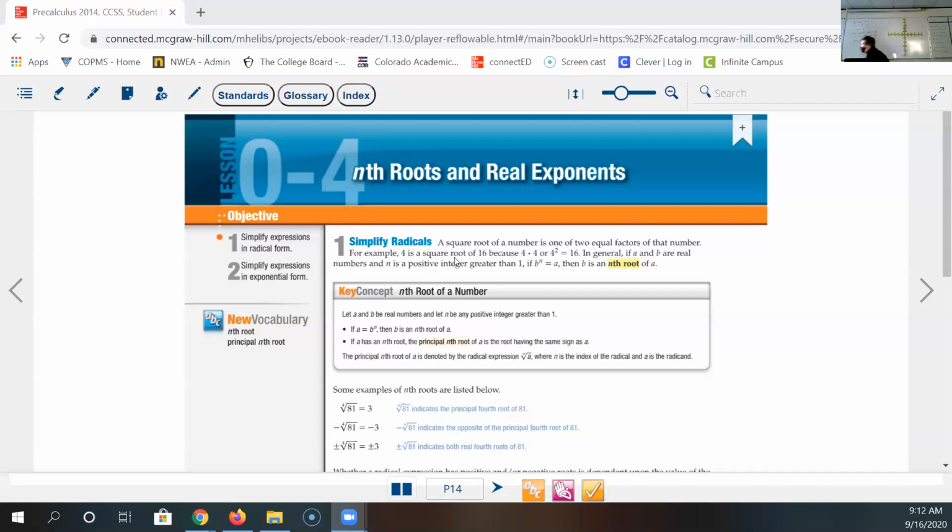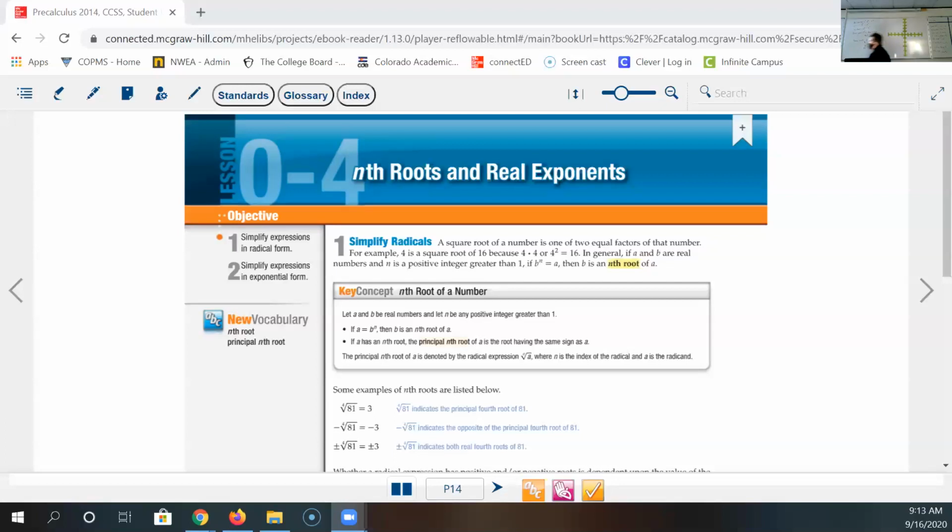Okay. So when you're considering nth roots, a key thing that we want to realize is that we're not going to be dealing with imaginary numbers. Yes, we can take the square root of a negative number, but we have to use that imaginary unit. Okay, so we don't want that. We're looking for straight real numbers in this situation.